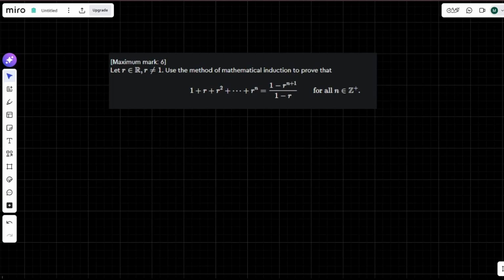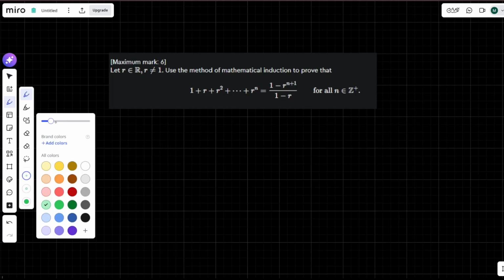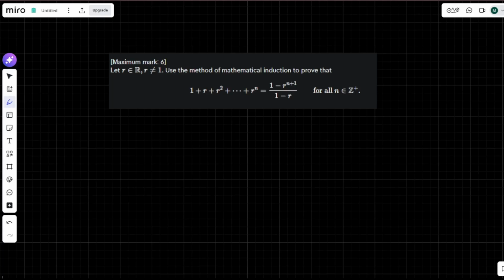Hello everyone, today we're going to look at a proof by induction problem from IB Maths Higher Level. This is an AA problem and we're just going to go right into it. I've not seen this before, so we're going to work through the problem together and see if we can get to the answer.